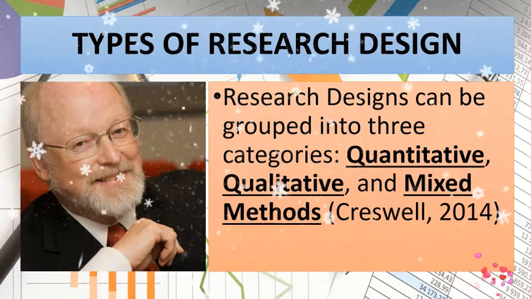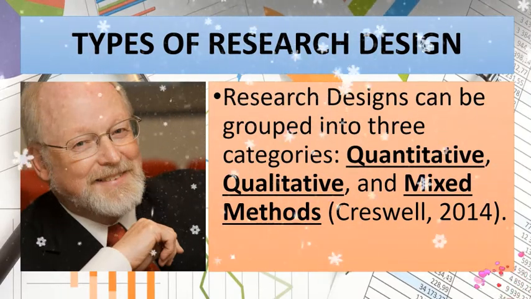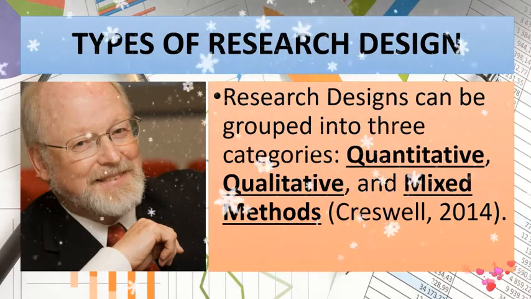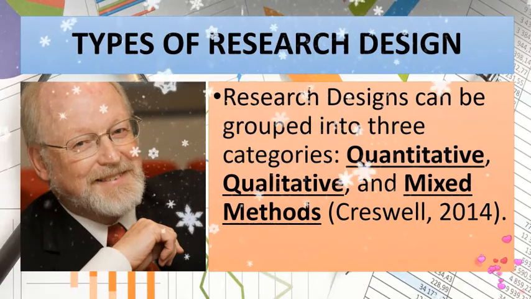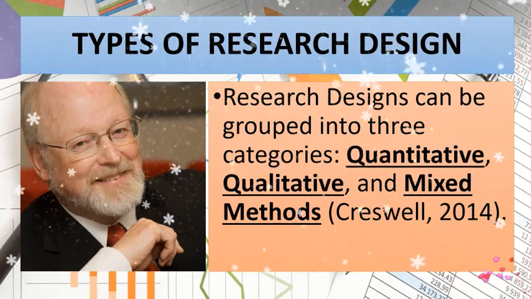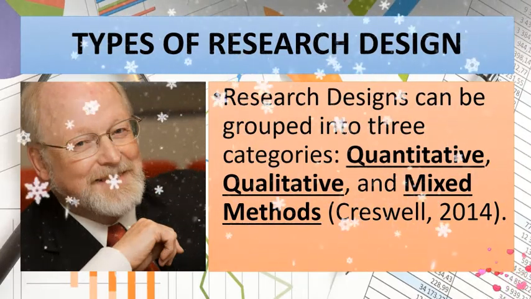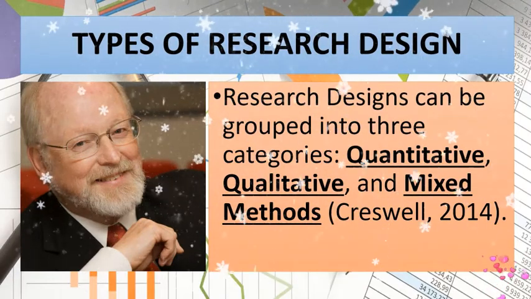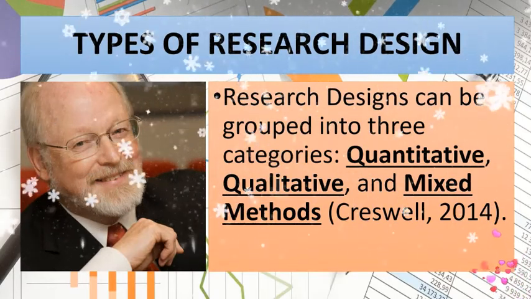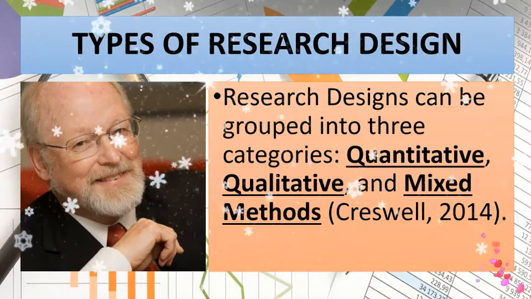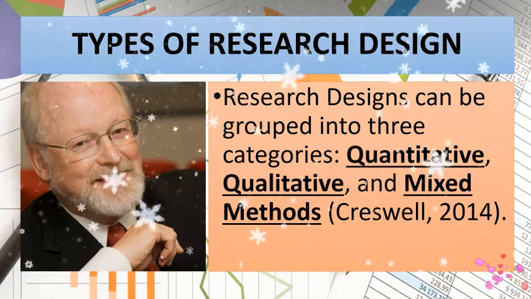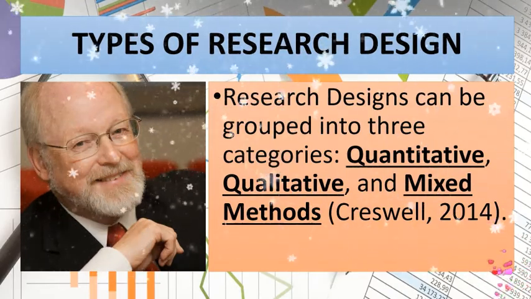So, types of research design. Research designs can be grouped into three categories, according to Creswell 2014. What are those three categories? First is the quantitative. Second is the qualitative. And then the third one is the mixed methods. So again, quantitative, qualitative, and the mixed methods. That's according to Creswell 2014.